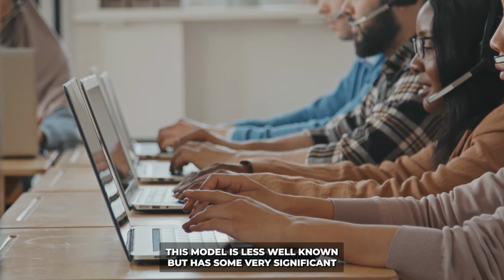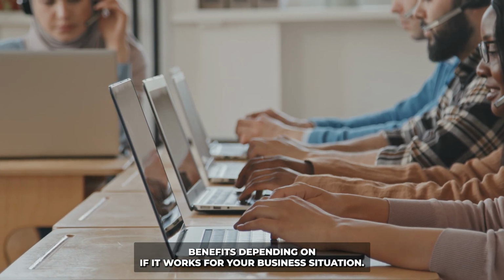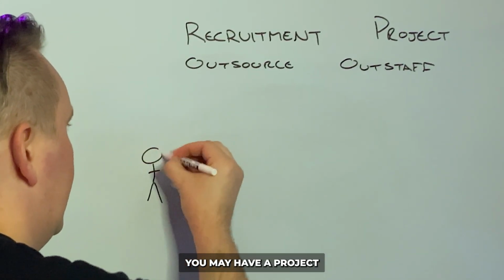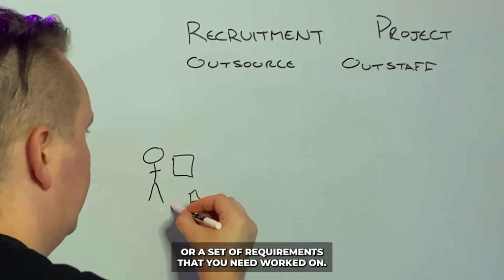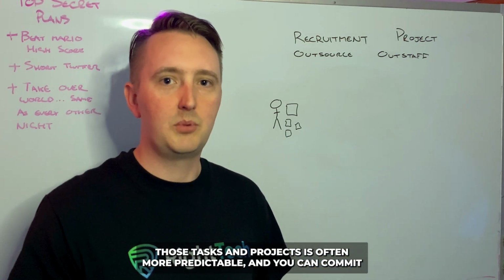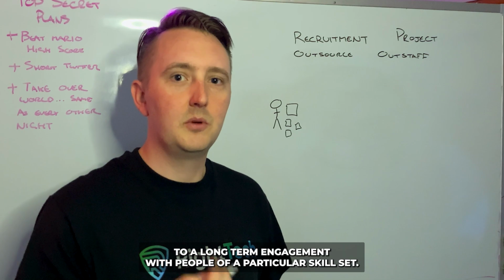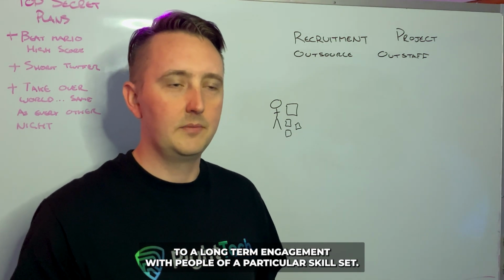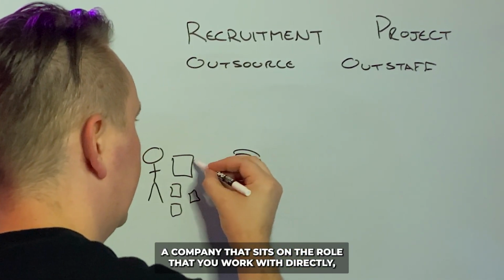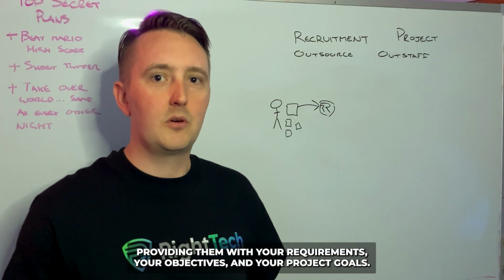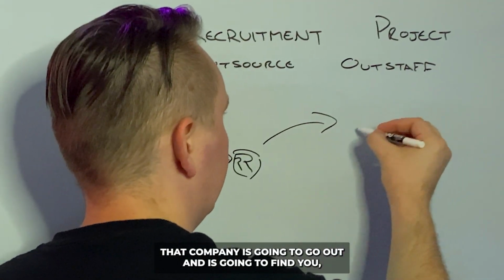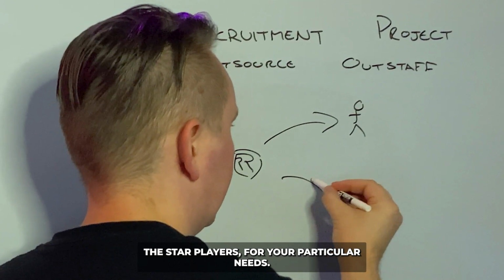This model is less well known, but has some very significant benefits depending on if it works for your business situation. Now, with outstaffing, once again, you may have a project or a set of requirements that you need worked on. The difference in this scenario is that the workload that's attached to those tasks and projects is often more predictable, and you can commit to a long-term engagement with people of a particular skill set. So in this particular model, once again, there's generally a company that sits in the middle that you work with directly, providing them with your requirements, your objectives, and your project goals. That company is going to go out and find you the star players for your particular needs.